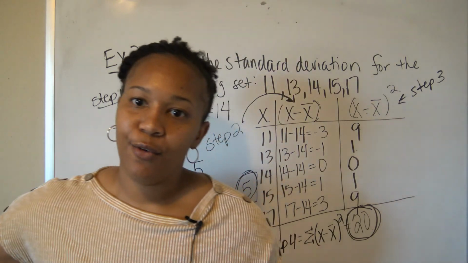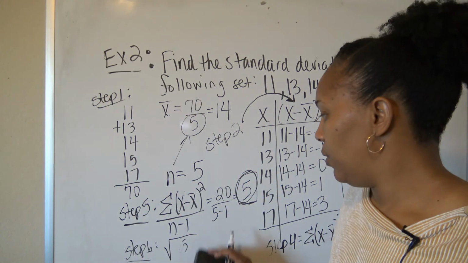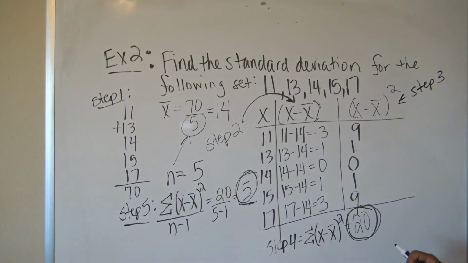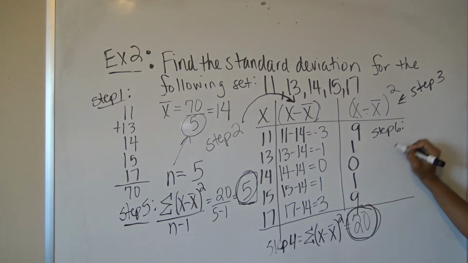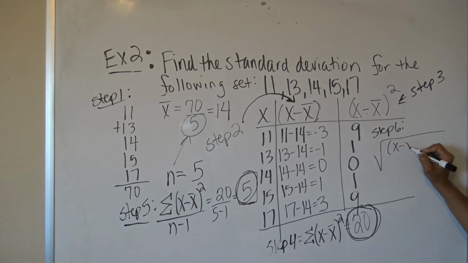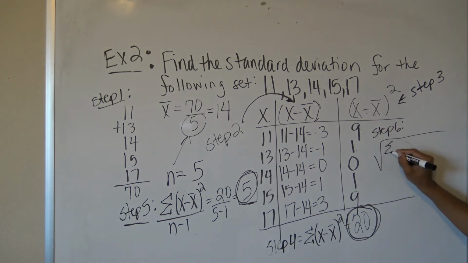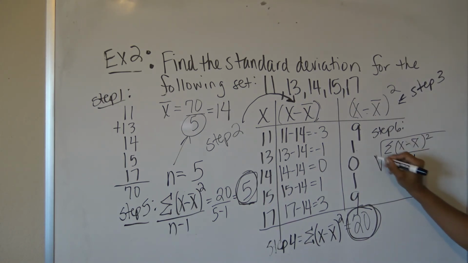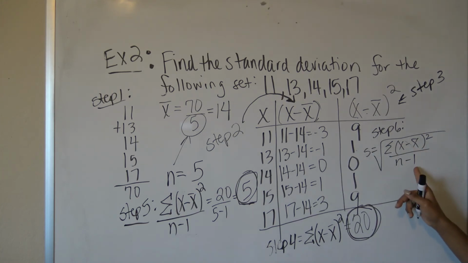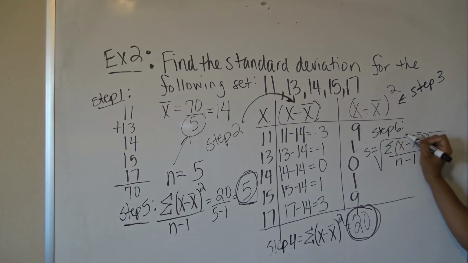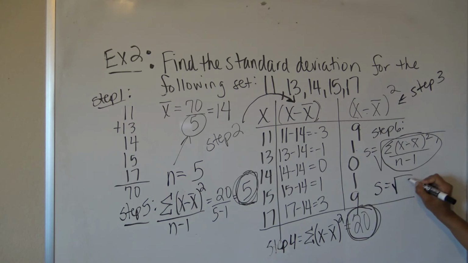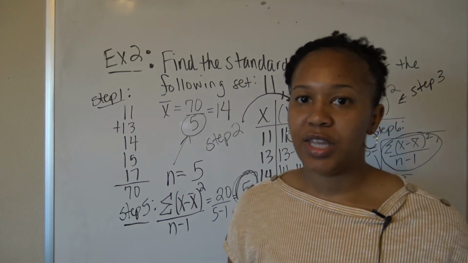But let me write it out in the formula so you can see where it is in the formula. Y'all can't really see that good down there. I'm gonna write it in this little space right here where y'all can see it. So for step 6, what we want to do is take the square root of the sum of x minus x bar squared, all divided by n minus 1. So that's actually your formula for the standard deviation. But we now know what the inside of that square root is because that's the result from step 5. So for step 6, we want to take the square root of 5. And that gives us our standard deviation.